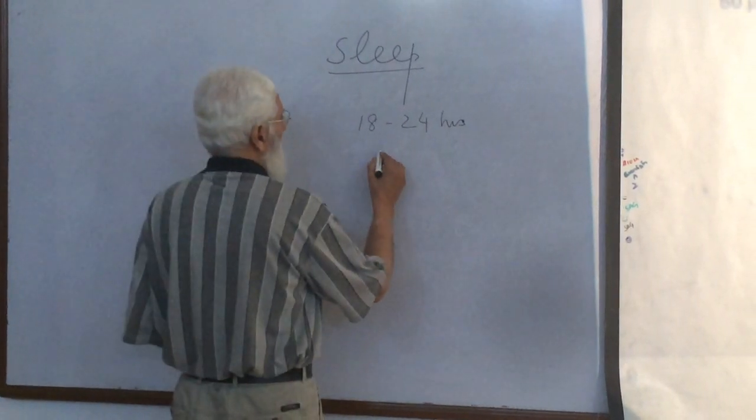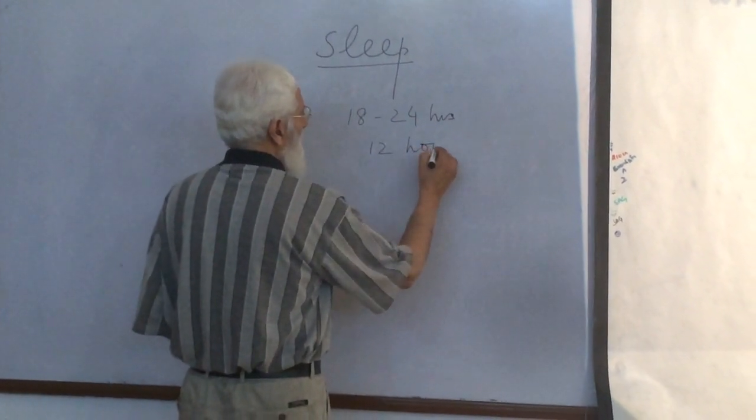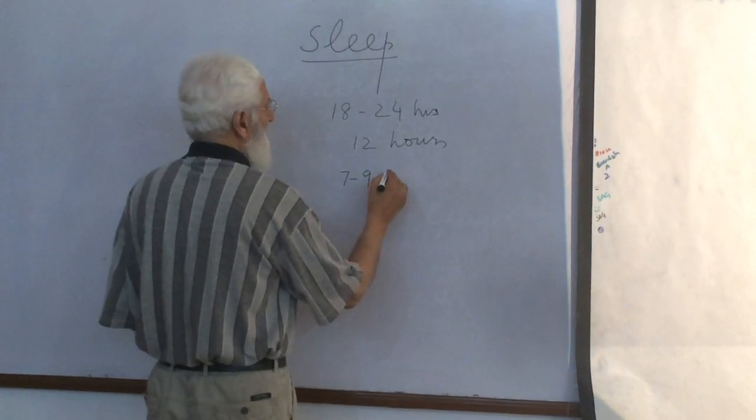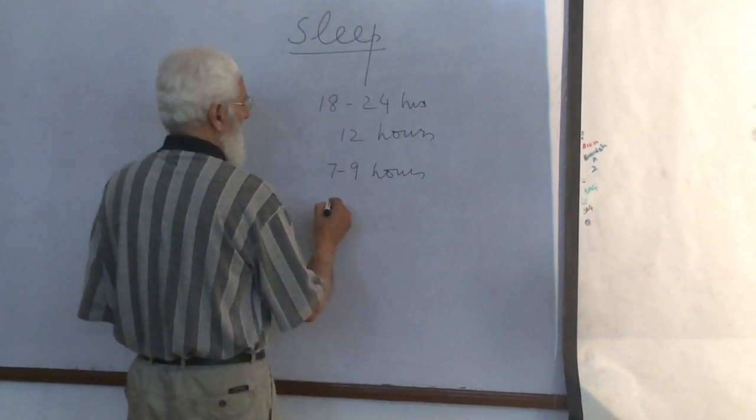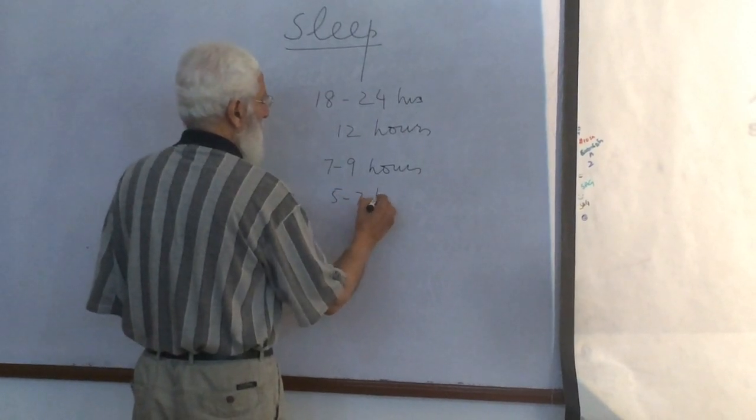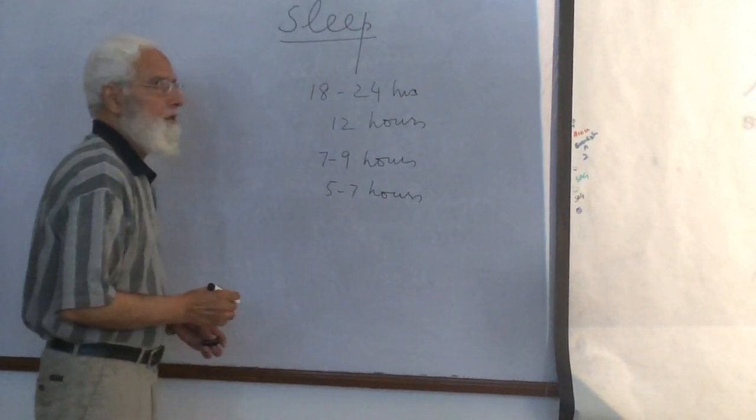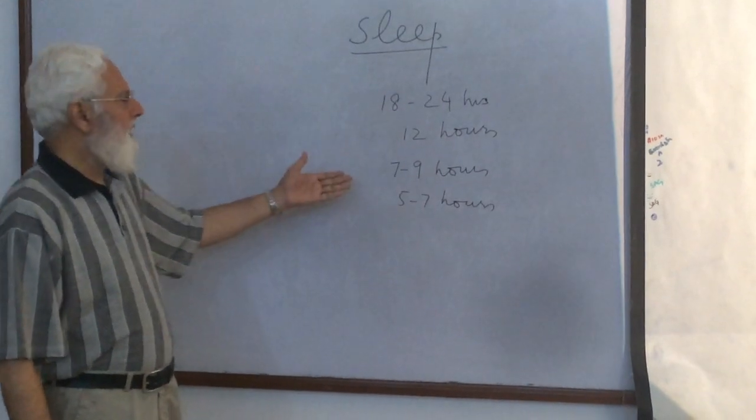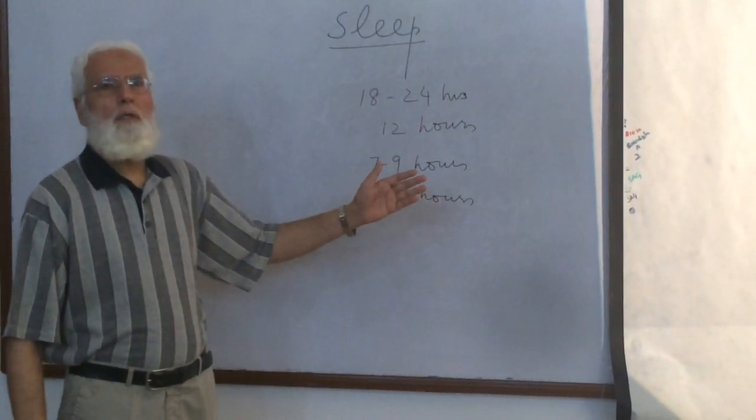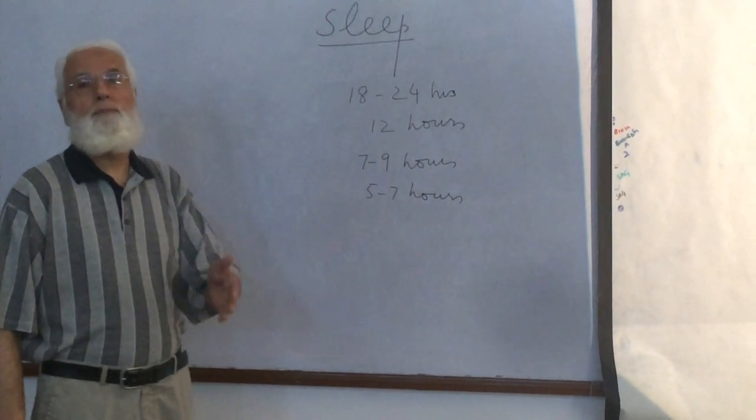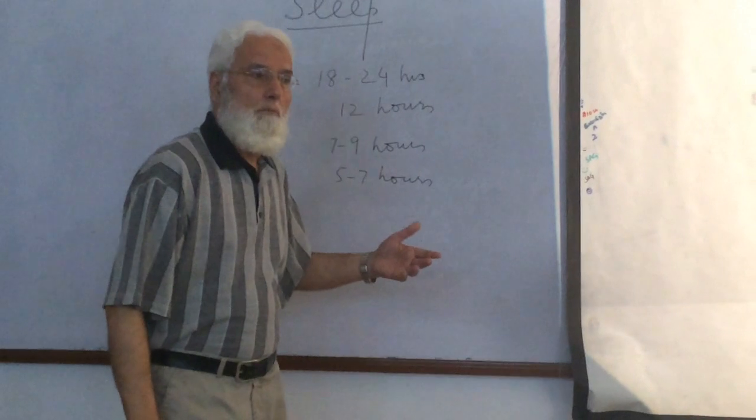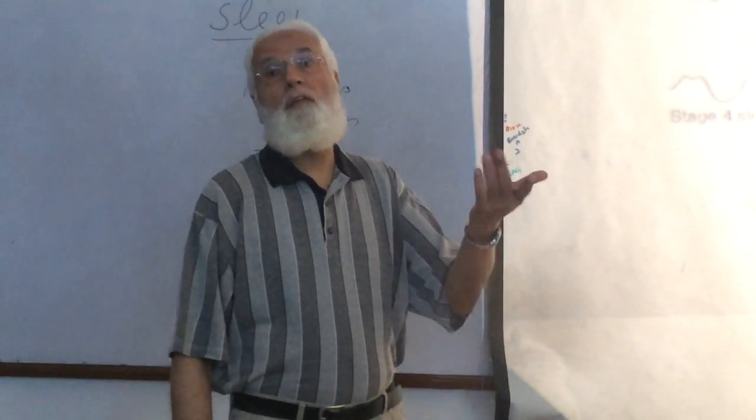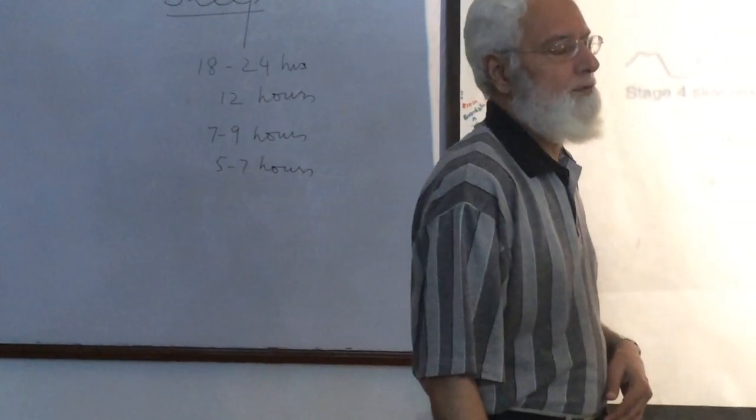In young children, it is 12 hours. In adults, 7 to 9 hours. In old age, 5 to 7 hours. These are the requirements of sleep. Now in adults, the requirement is 7 to 9 hours, but it varies with individuals. Some individuals are satisfied with, say, 5 hours of sleep. Some may not be satisfied with 7 or 8 hours.